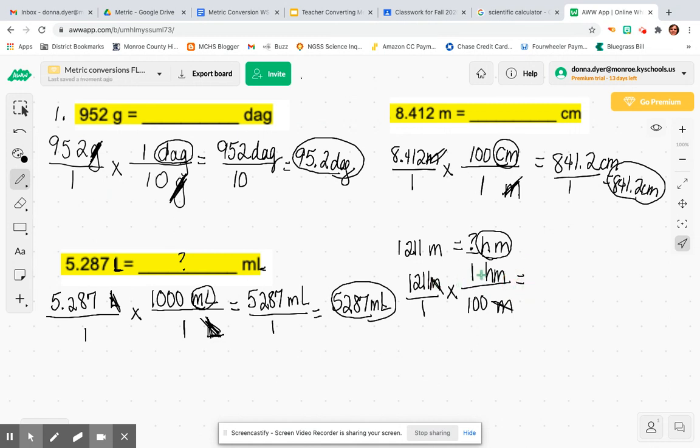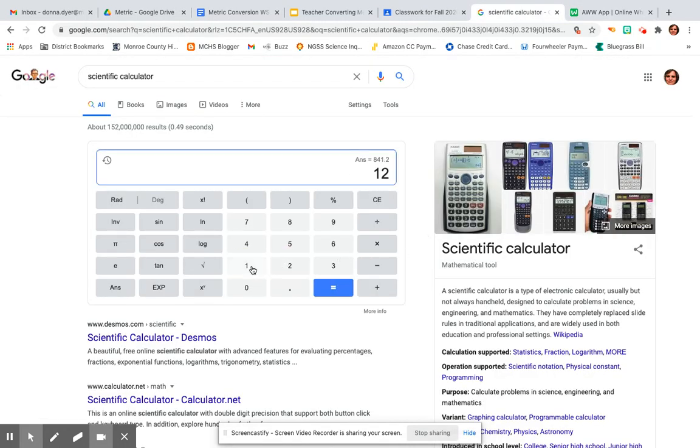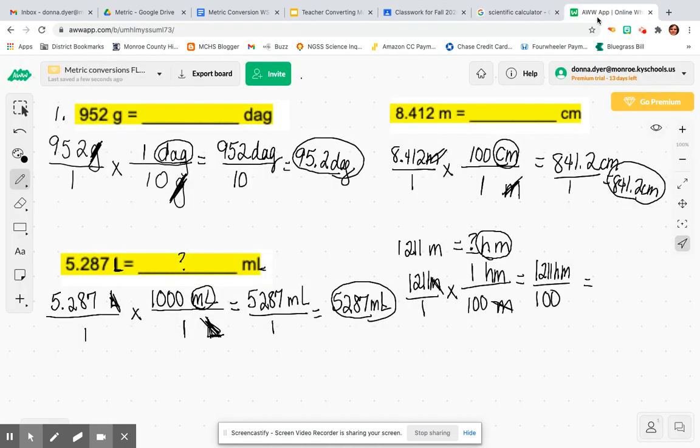So now we multiply across the top, multiply across the bottom. 1,211 times 1 equals 1,211. And again, that is hecto. On the bottom, we have 1 times 100, which is 100. Now we divide. 1,211 divided by 100 is 12.11. So then our answer is 12.11, and then don't forget that unit, hectometer. That's the unit that we solved for.